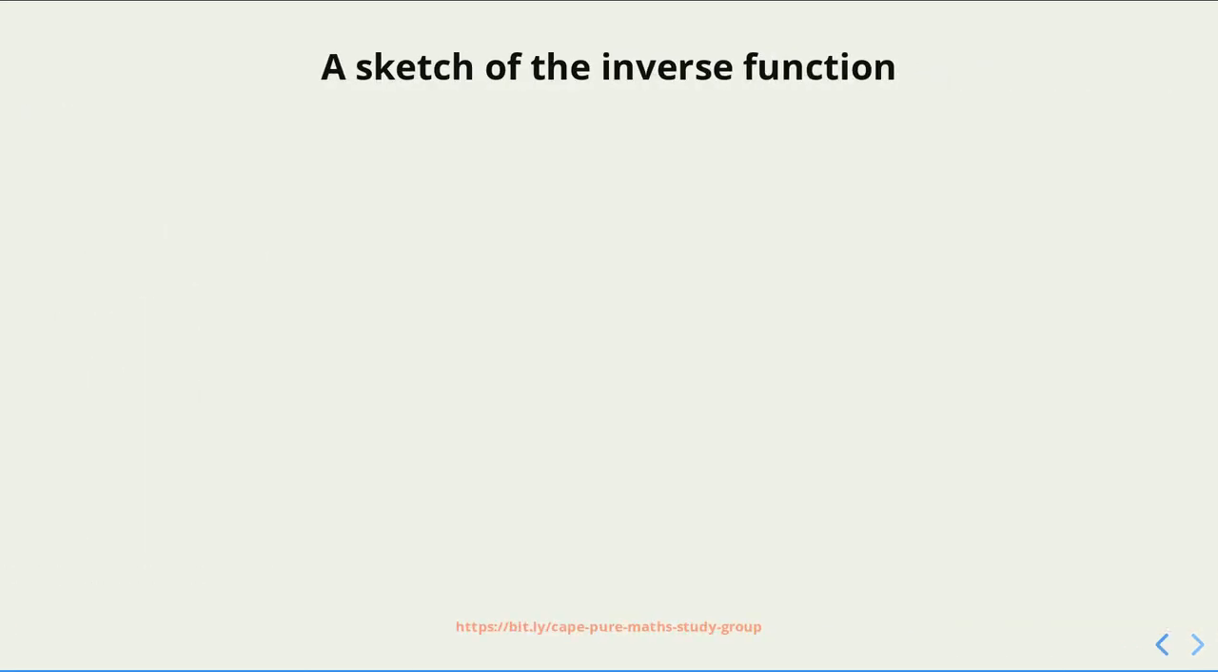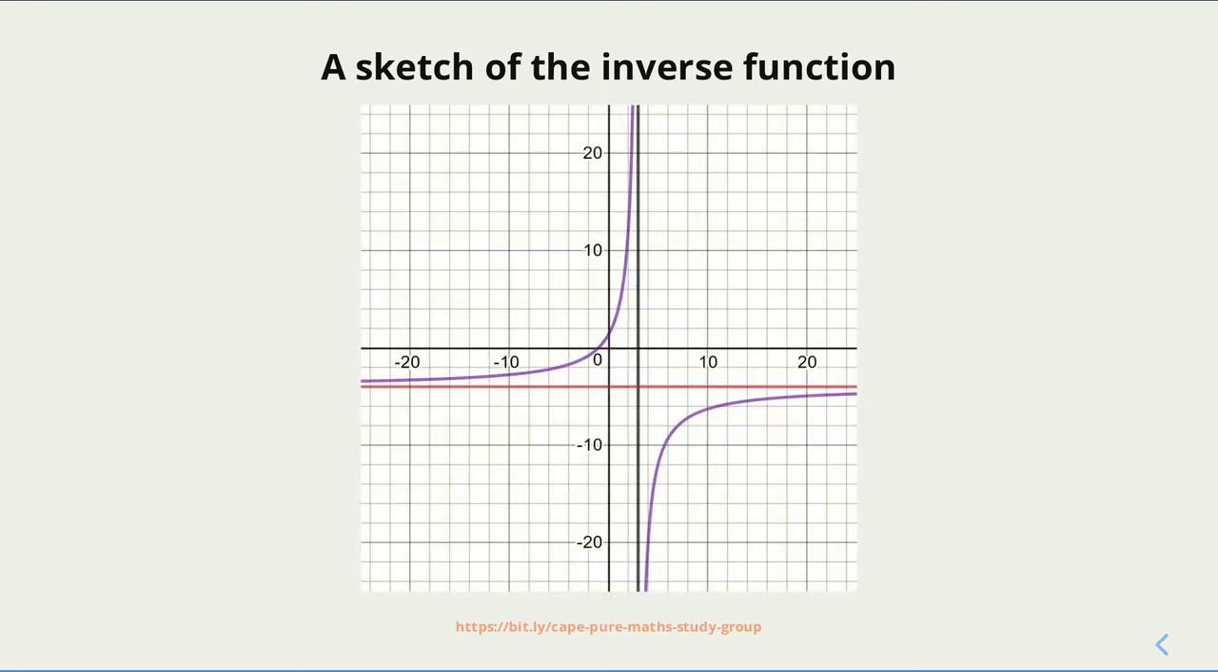Anyway, with all the data that we collected, here's a sketch of the inverse function along with its asymptotes. The inverse function is the purple curve. The vertical asymptote is the brown line at x equal to 3, and the horizontal asymptote is the red line at y equal to negative 4. Note that you can try to sketch the inverse of f by reflecting its graph in the line y equal to x, but that can be an error-prone process.